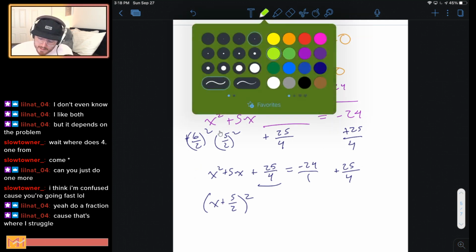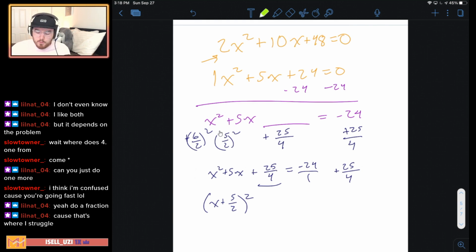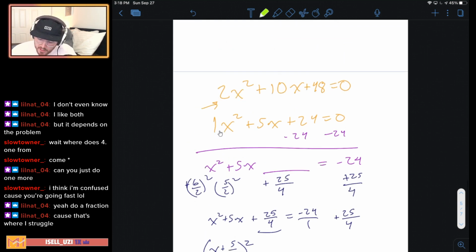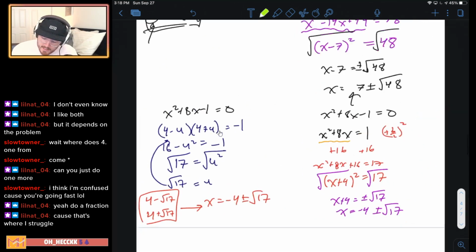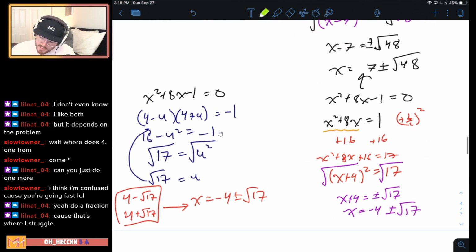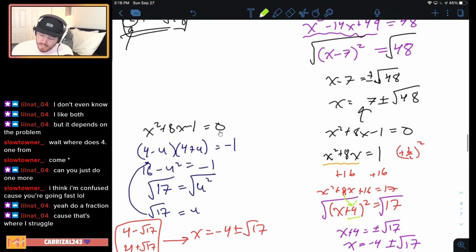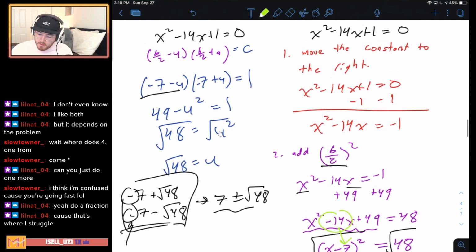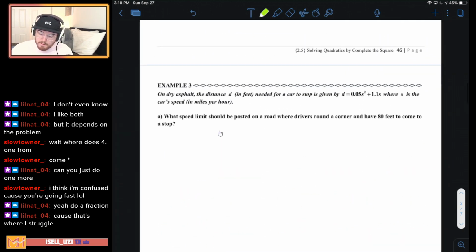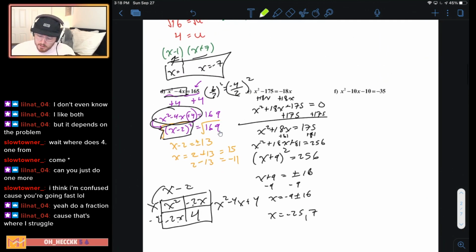I don't know if I said it out loud, or maybe it's just one of these things that I know and forget to say sometimes, is that the number in parentheses is always half of b, right? 8 divided by 2 is 4. That's why I'm choosing to write x plus 4. Half of 14 is 7. That's why I chose to write x minus 7. It just fits the pattern, right?